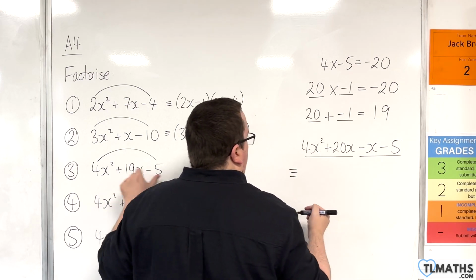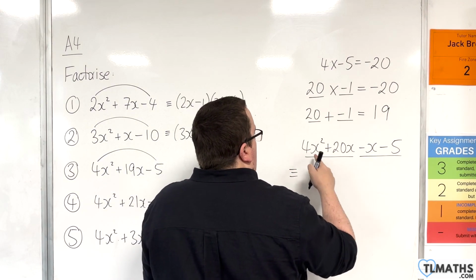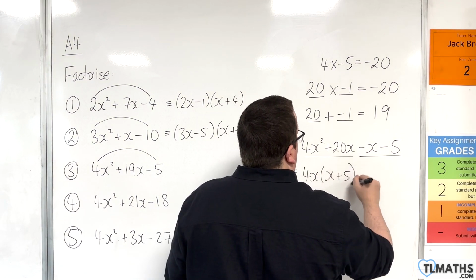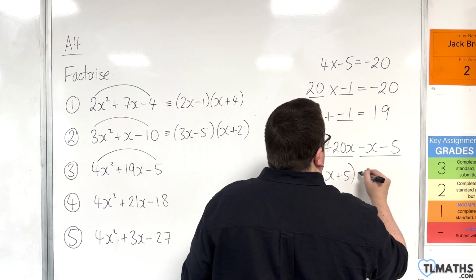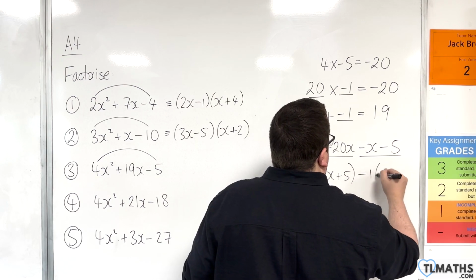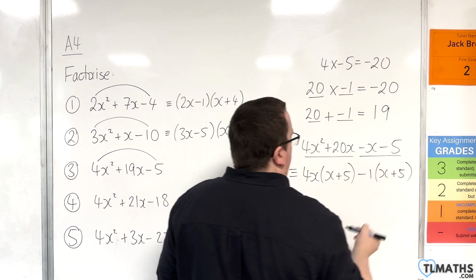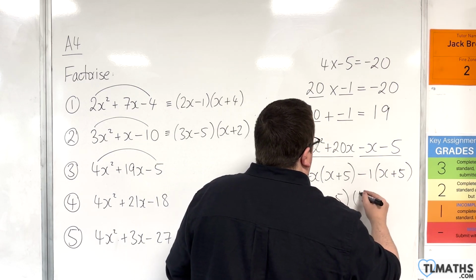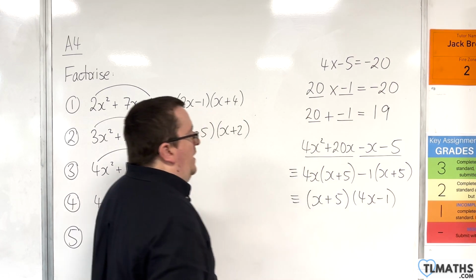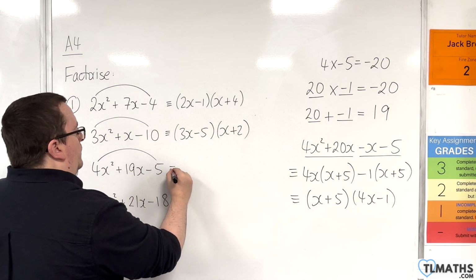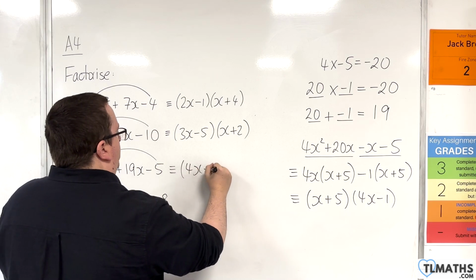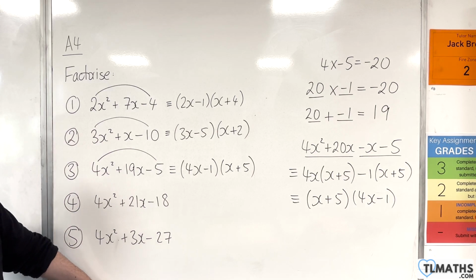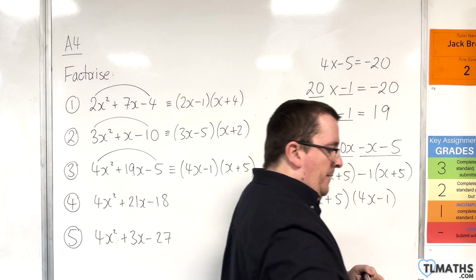So split it into 2 halves. With this one, we can factor out 4x. We would have x plus 5 in the bracket. And here we could factor out -1. So -1 lots of x plus 5. So x plus 5 is one of the brackets, and 4x take away 1 is the other one. Okay, so that's example number 3.